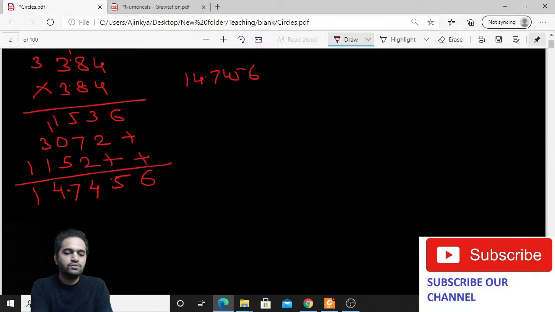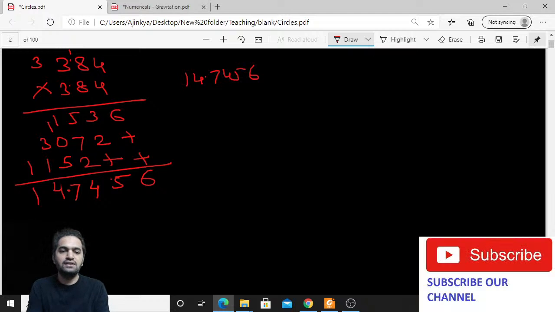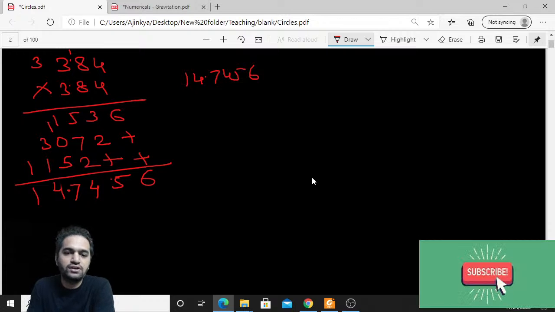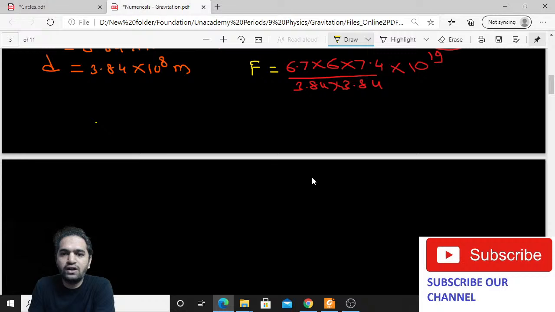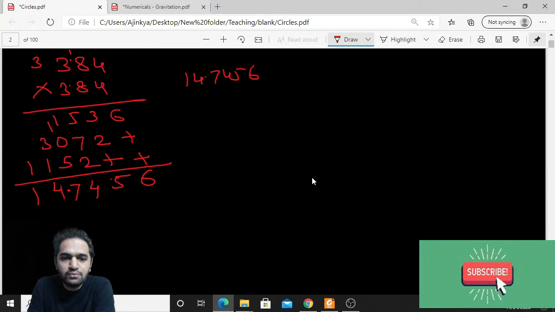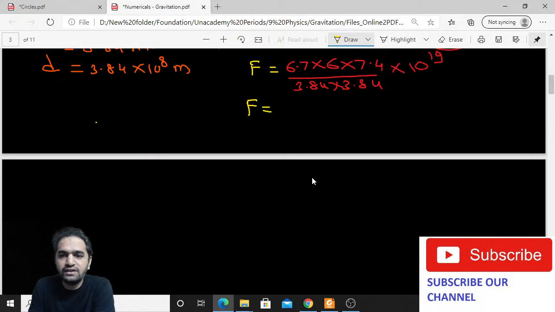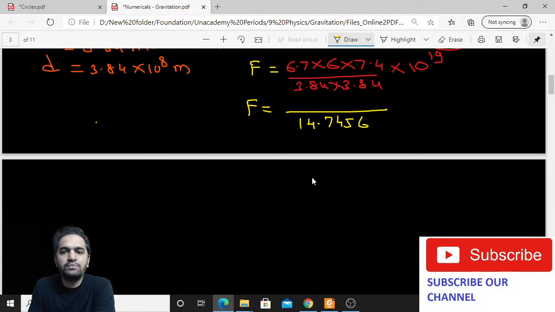The calculation should match. Kindly do it on your own as well and see if you are getting the same value, that is 14.7456. Okay, so what I'm getting is F equals the upper part, and the bottom part I'm getting as 14.7456. And what about the upper part?